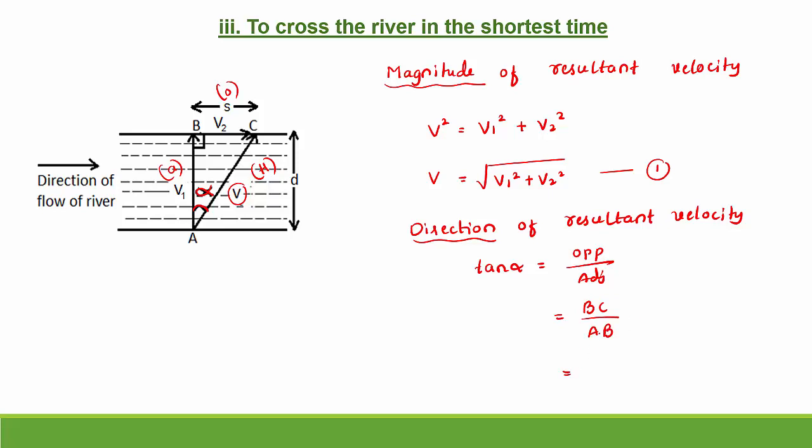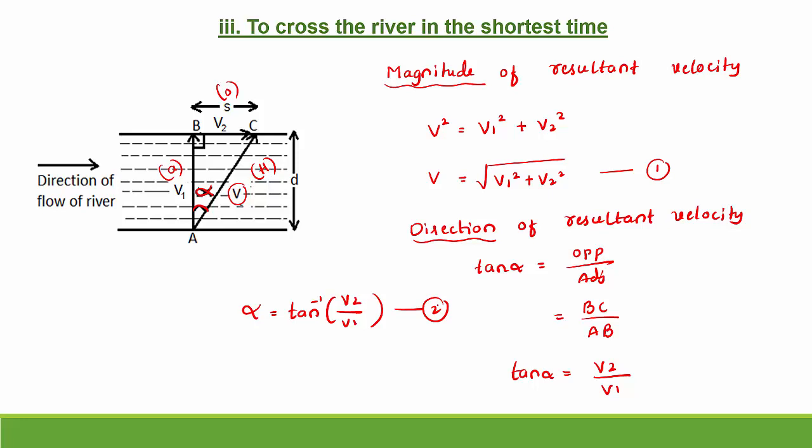What is the value of BC? BC equals V2 and AB equals V1. Tan alpha equals V2 divided by V1, or alpha equals tan inverse of V2 divided by V1, taking the tangent function to the RHS. Let us take it as equation number 2. This gives the direction of the resultant velocity.